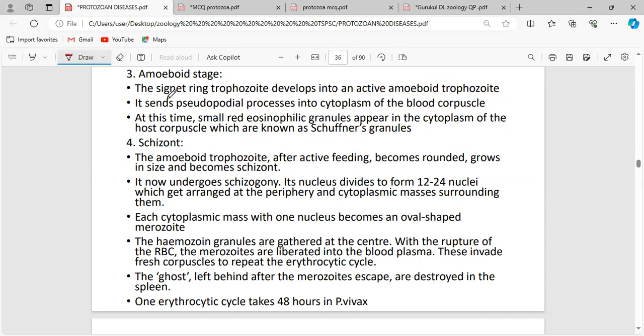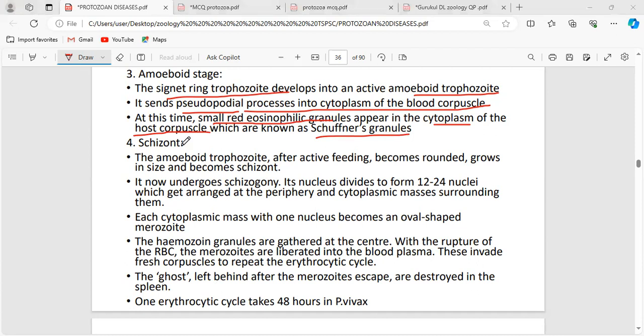Okay, the signet ring trophozoite will develop into the amoeboid trophozoite. Why is it called the amoeboid trophozoite? Because of the pseudopodia. It pushes the pseudopodia outside of the body to process into the cytoplasm of the blood corpuscle of the human host. At this time, small eosinophilic granules appear in the cytoplasm of the host corpuscle. These small granules will be seen in the host RBC, and that is called Schaffner's granules.